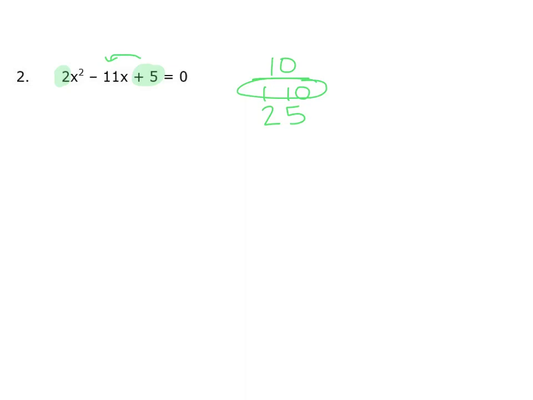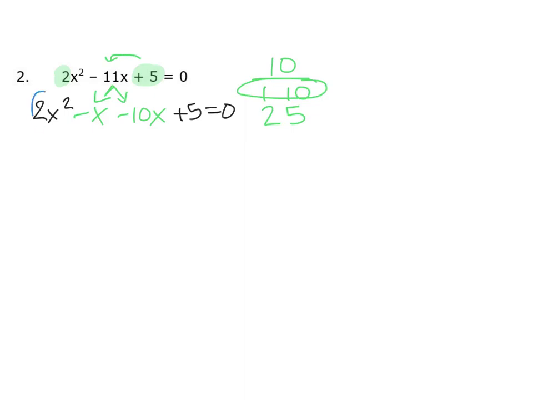Now this 11 is negative. It's a negative 11x, which means I need a negative 1x or negative x and a negative 10x. My plus 5 is going to remain, equals 0, in the back. In the front, I still have a 2x squared.